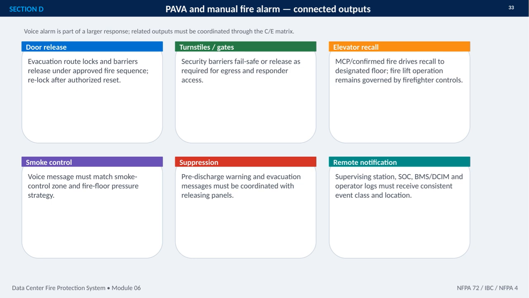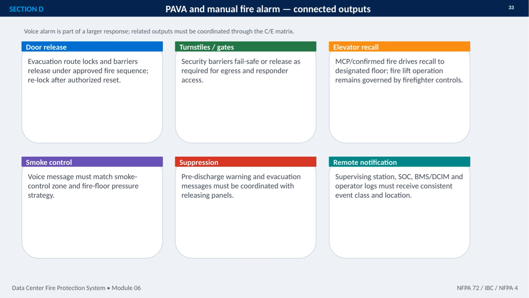Suppression systems require coordinated pre-discharge warnings and evacuation messages through the releasing panels. Finally, remote destinations, including the supervising station, security operations center, BMS or DCM, and operator logs, need the same event class and location.